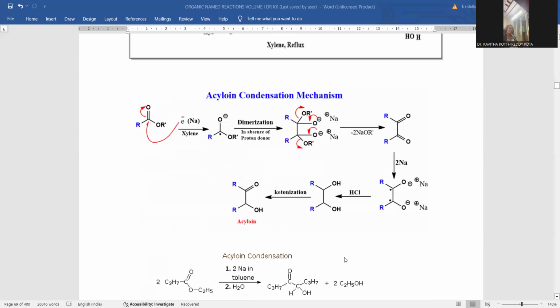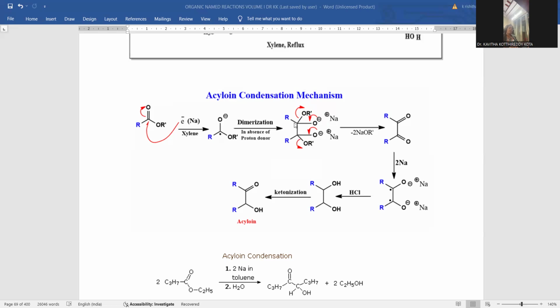In order to get the entire mechanism in a clear manner, initially the ester is taken, and an electron accompanied by sodium metal is added over this carbonylic carbon, and the pi bonded electrons totally shift toward the oxygen, so that a radical anion is originated. That is to be dimerized: 2 moles of the same radical anion combine with a new carbon-carbon linkage, so the terminal oxides are originated.